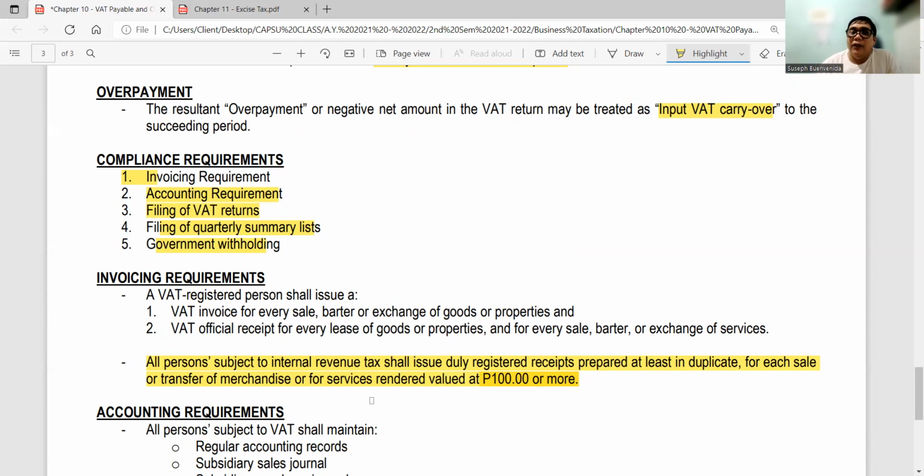They are using their RELIEF program, or RELIEF application, which is required for filing the quarterly summary list. It is required to file a quarterly, right?